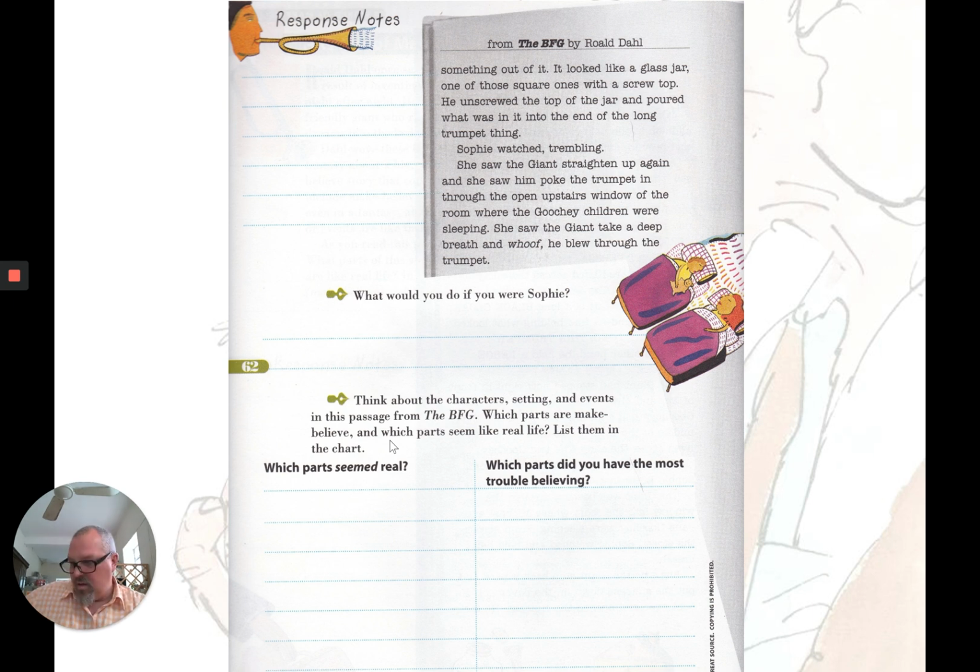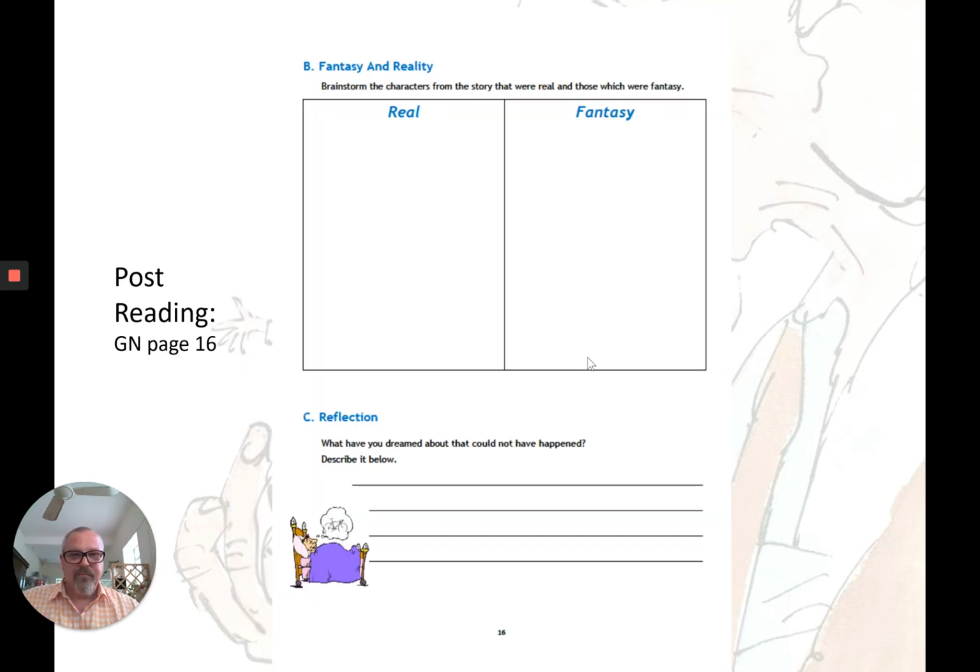Even if you know the story, later on in your guiding notes, you're going to be writing about what you would be blowing into the room. My question for you now is, what do you think it is? I think a lot of you have read the book already, so you know that he's blown some good dreams in. Okay. All right.